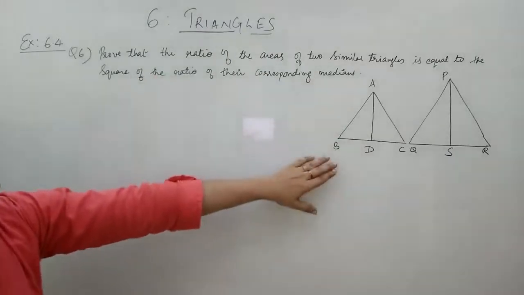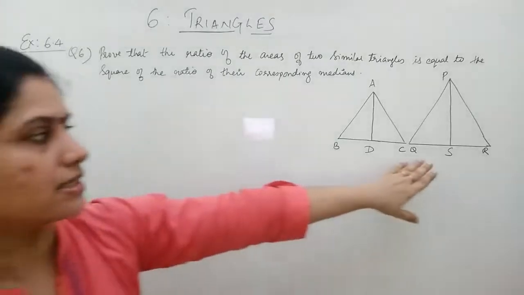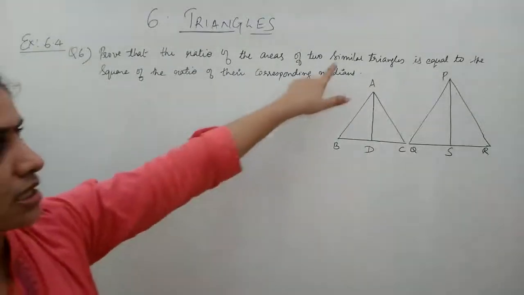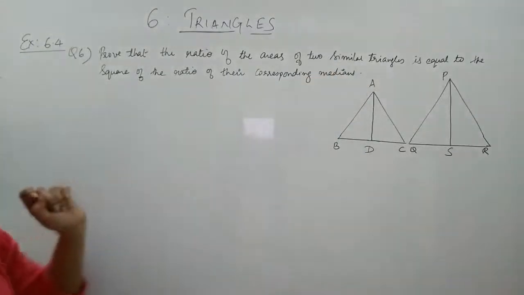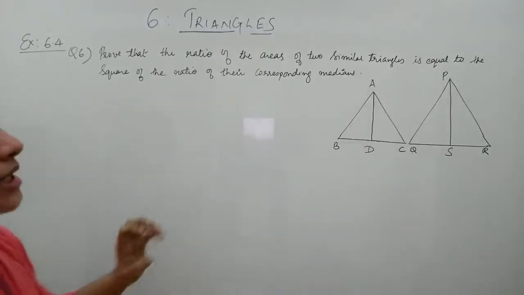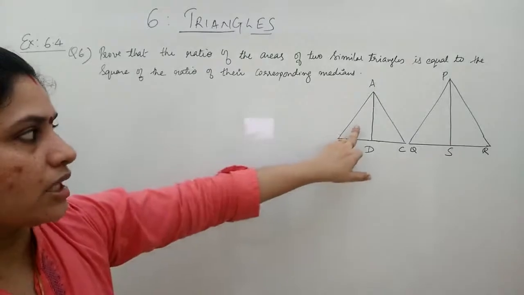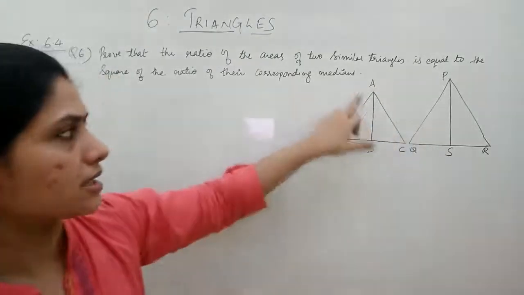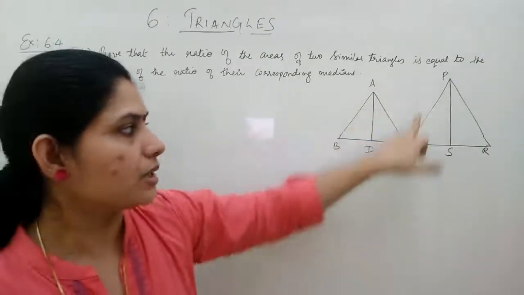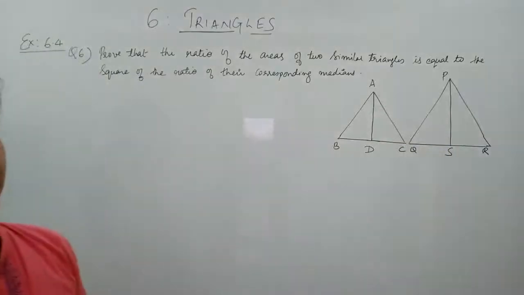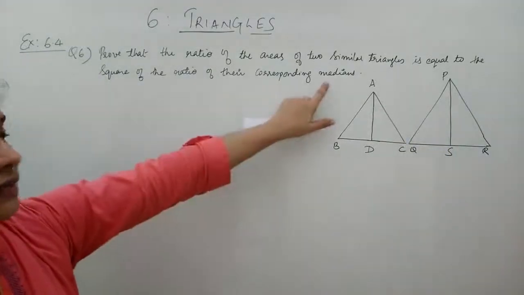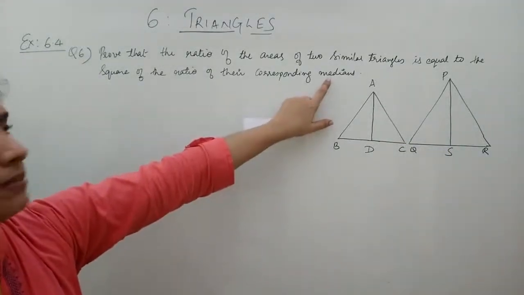Okay, so first what we are doing is we are taking two triangles which are similar, because that is given in the question. You have to take the two triangles to be similar. Now using that similarity concept, we are reaching a point where we need to show that these smaller triangles, that is ABD and PQS, are similar. Okay, which will give us this result, corresponding medians result.